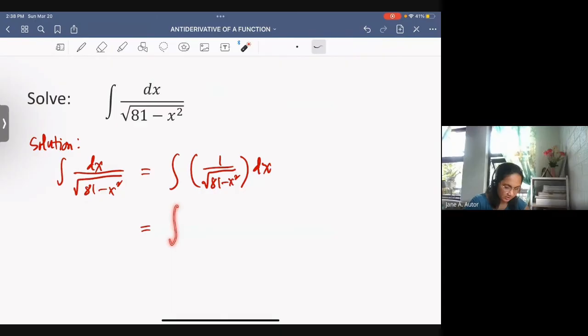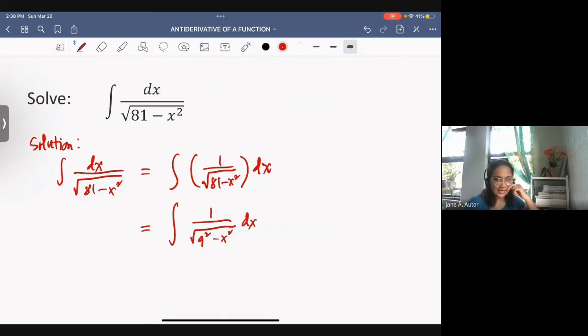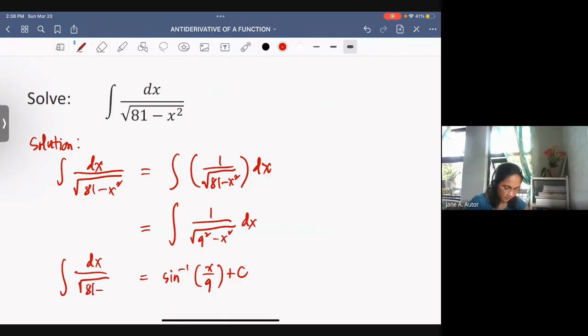So this is the integral of 1 over square root of 9 squared minus x squared dx. So meaning a is equal to 9. Therefore, its antiderivative will be inverse sine of x over 9 plus c. This is the antiderivative of dx over the square root of 81 minus x squared.